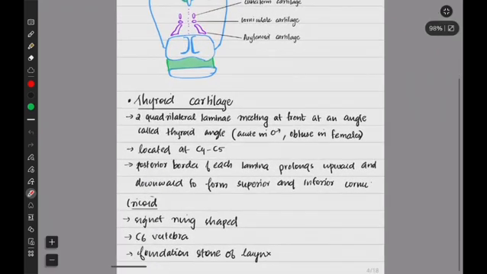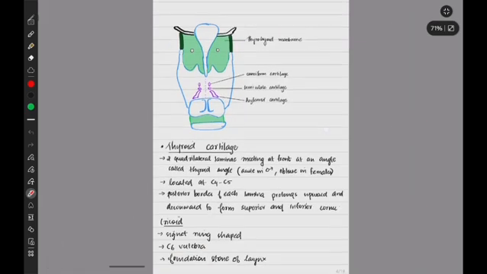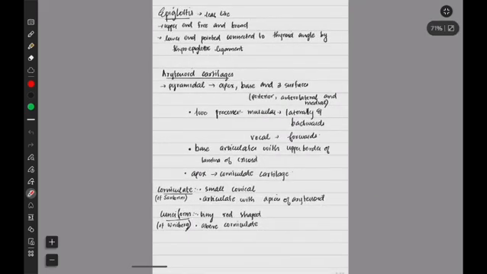The next is about the cricoid cartilage. It is a signet ring shaped cartilage. Then it lies against the C6 vertebra. Then it is the foundation stone of the larynx. This is a small description. The rest is in the textbook, just refer through it.